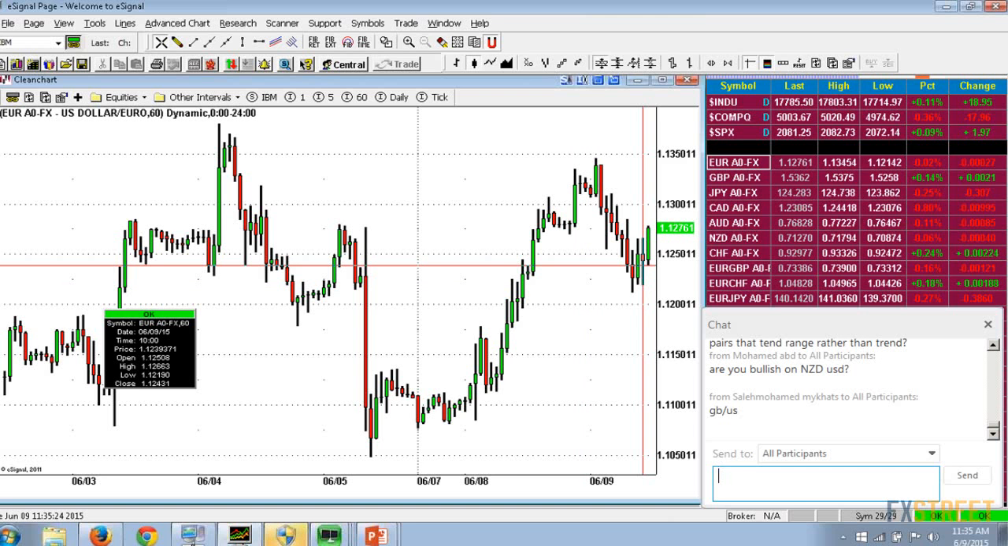Would you still use the same 20, 2 Bollinger Bands on pairs that tend to range rather than trend? Yes. Are you bullish on Kiwi dollar? No, I'm bearish on Kiwi dollar because I think there's a pretty good chance of a rate cut by the RBNZ this week. Pound dollar, there's a head and shoulders pattern. Take a look at it yourself. Today's presentation is focused on the euro dollar. And maybe we'll come back and we'll do pound dollar next month.